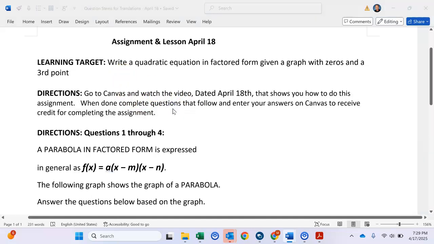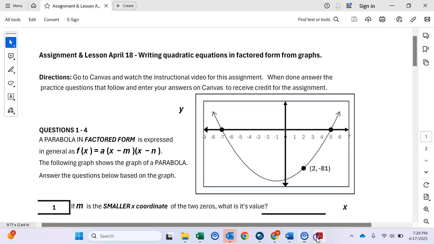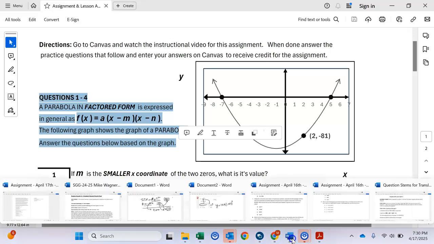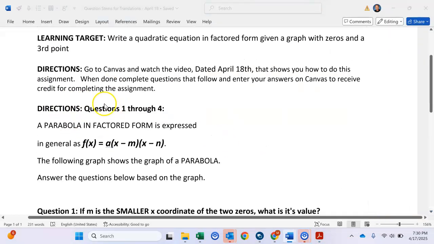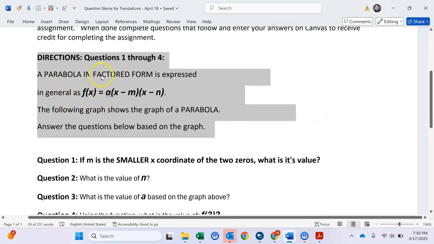So what are we doing today? So if you go to the assignment, you've got this situation here. You get a graph. So everybody please go ahead and translate that. Use your document to translate this right here, okay? So everybody please read that, okay?